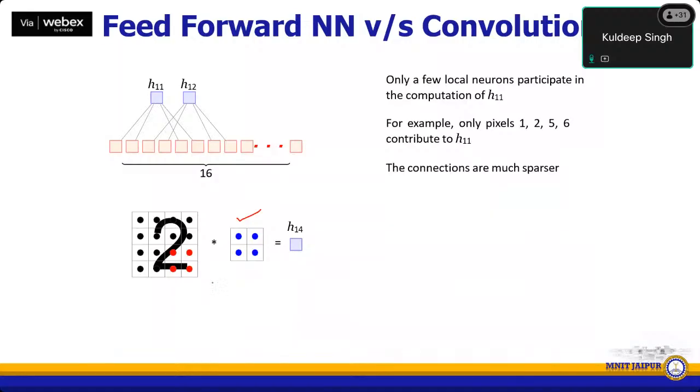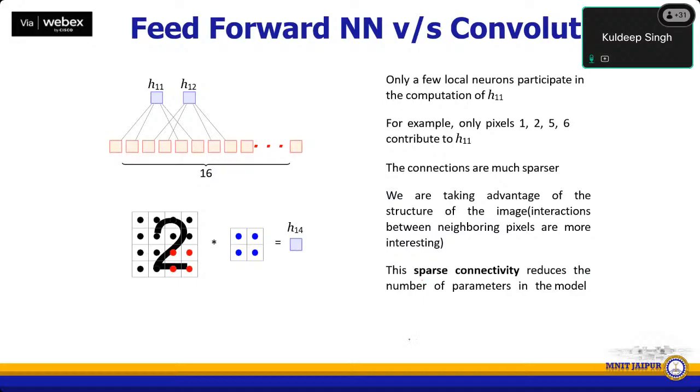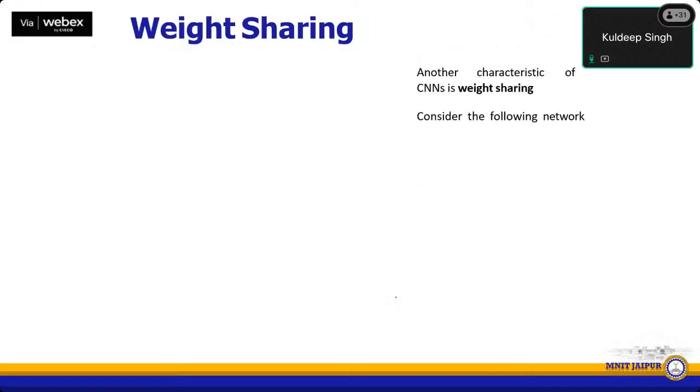So firstly, we have sparse connections. We don't have dense connections, which has reduced the computation. We are taking advantage of the structure of the image. That means the interaction between the neighboring pixels is more interesting. The neighborhood has a similar kind of appearance. However, the pixels which are farther away might be different from these ones. So basically, this sparse connectivity helps us in reducing the number of parameters in comparison with the feed-forward neural network.